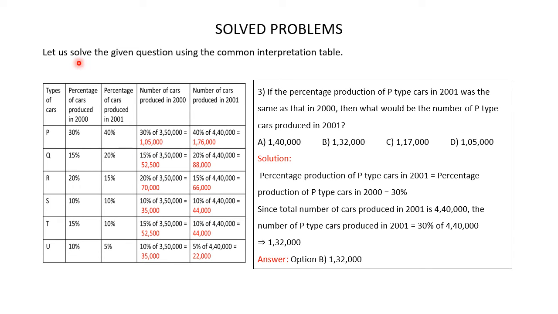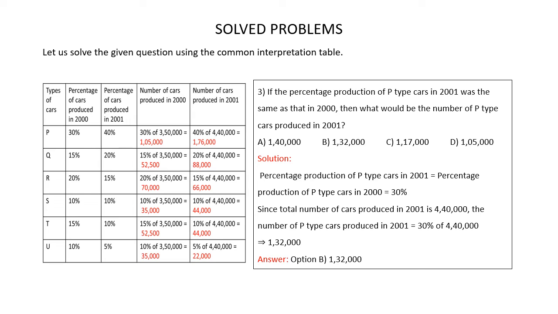Let's solve the given question using the common interpretation table. If the percentage production of P-type cars in 2001 was the same as that in 2000, then what would be the number of P-type cars produced in 2001? You're given 4 options here and you have to find out which of these options is the correct one.